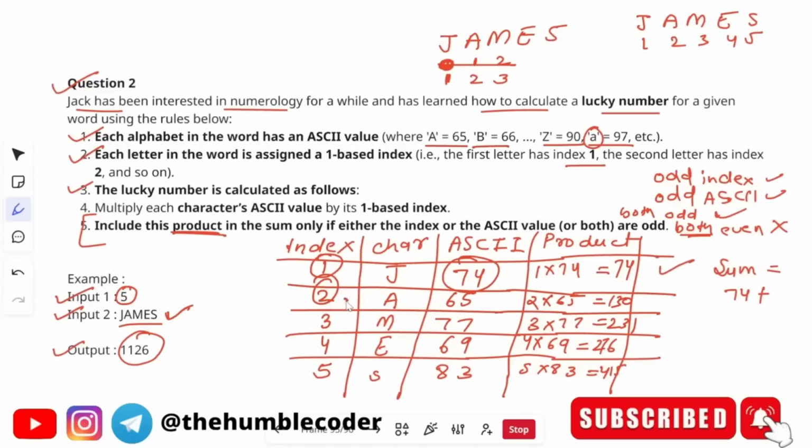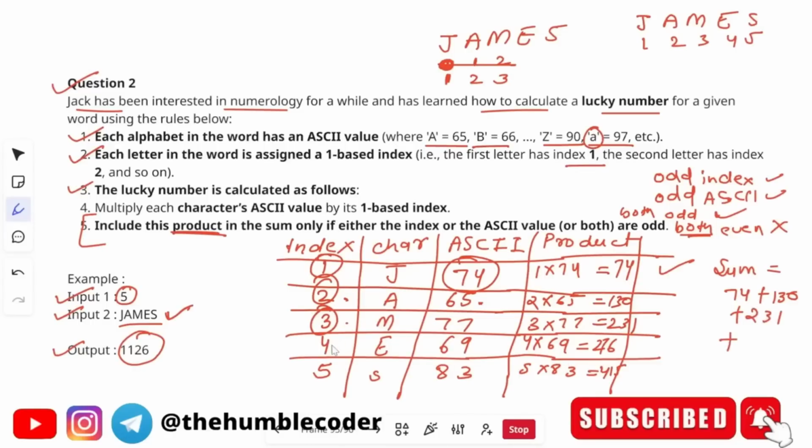Now, just in case the ASCII value is also even, I am not going to take the product of this value. But see, the ASCII value is not even, it is odd. So I am also going to take the product of these values, which means 130. Moving forward, the next value is 3. This is odd itself, so I don't even need to check further, because if one is odd, we can take that also, right? So 231.